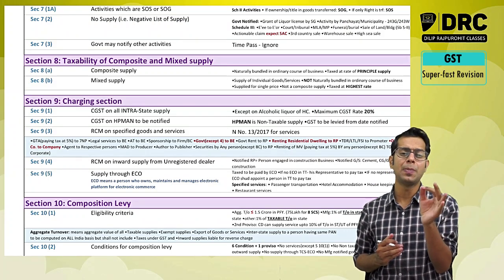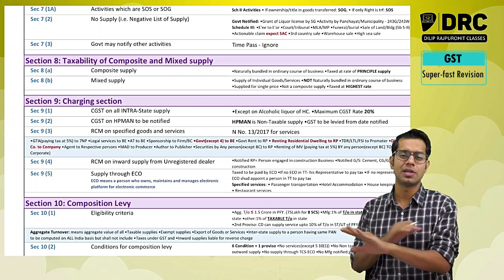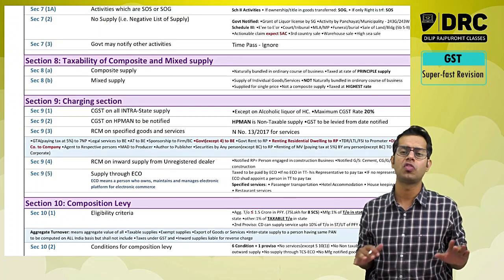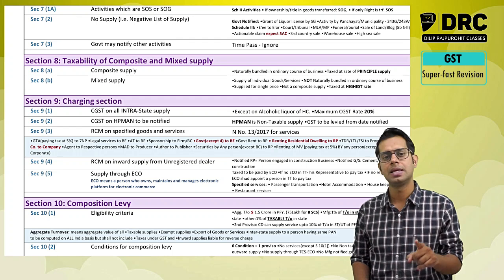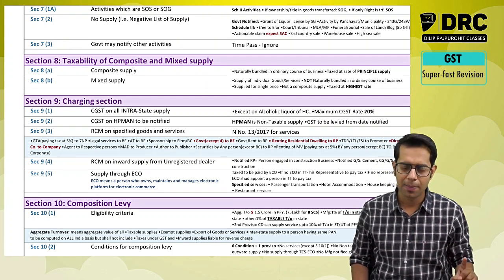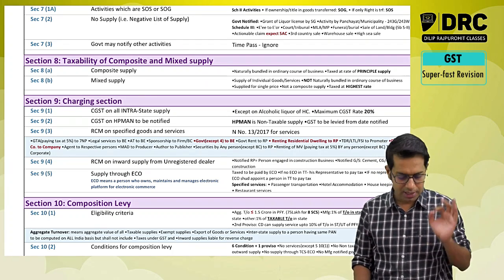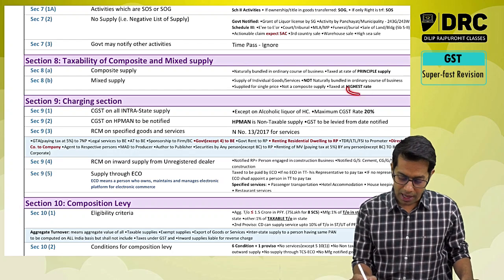Mixed supply means supply of 2 or more individual goods and services which are not naturally bundled in the ordinary course of business, supplied in conjunction with another for a single price, and which is not a composite supply, is a mixed supply. If it is a mixed supply, it is taxable at what rate? Mixed supplies are always taxable at the highest rate.